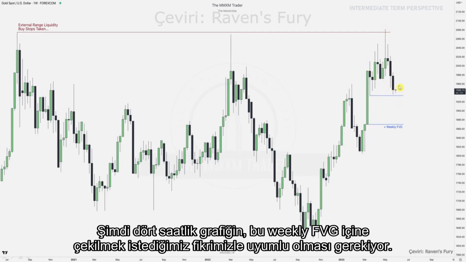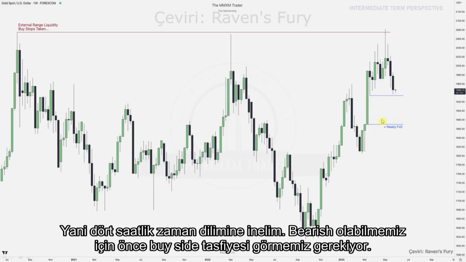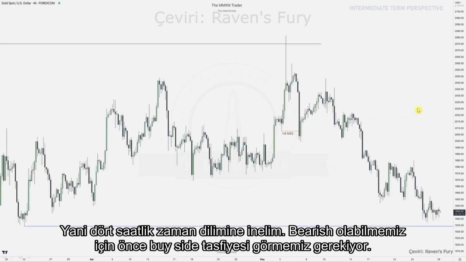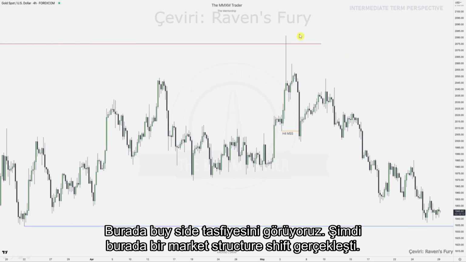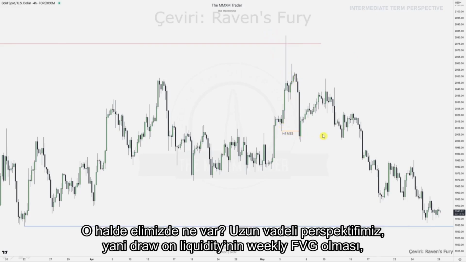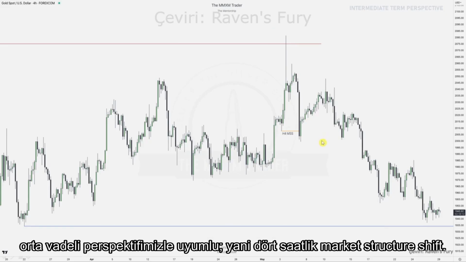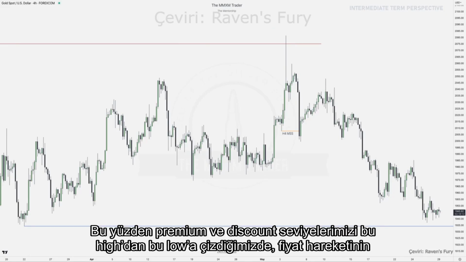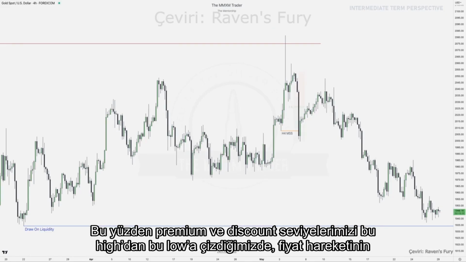Now we need the 4-hour chart to be in line with our idea that we want to draw into this weekly fair value gap, right? So let's drop into that 4-hour time frame. Before we can be bearish, we need to see that buy side raid, right? We see that buy side raid up here. Now market structure shift happened down here. So now what do we have? We have our longer term perspective, which should be the draw on liquidity in that weekly fair value gap, in line with our intermediate term perspective, which is that 4-hour market structure shift, right?